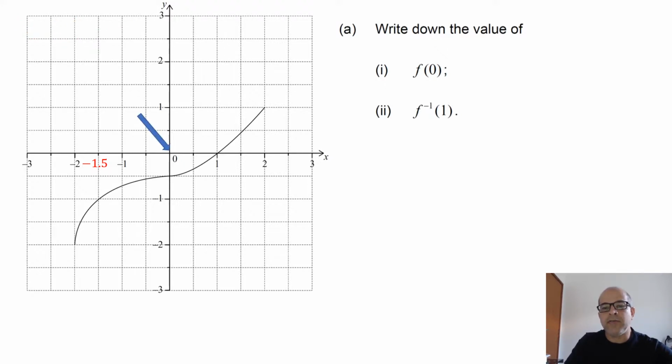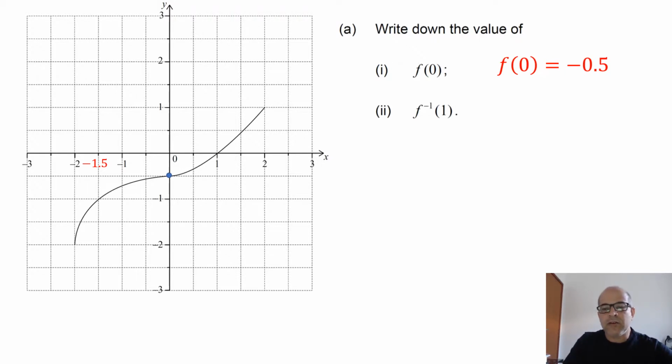Now to find f of 0, we go for 0 on the x-axis, and we see the corresponding value on the y-axis, which is this point right between 0 and -1. So we say that f of 0 is minus 0.5.